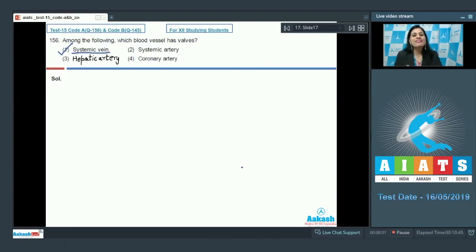Because we all know that valves are present in vessels that carry blood towards the heart. That means valves are present in veins. So the correct answer is systemic vein, which have valves to prevent backflow of blood. Rest of the options, systemic artery, hepatic artery and coronary artery, cannot be the correct answer because arteries lack valves. So the correct answer to this question is option number 1. Let's discuss our next question.